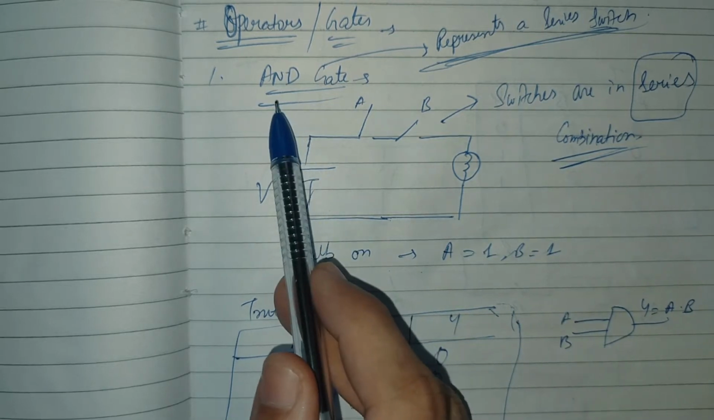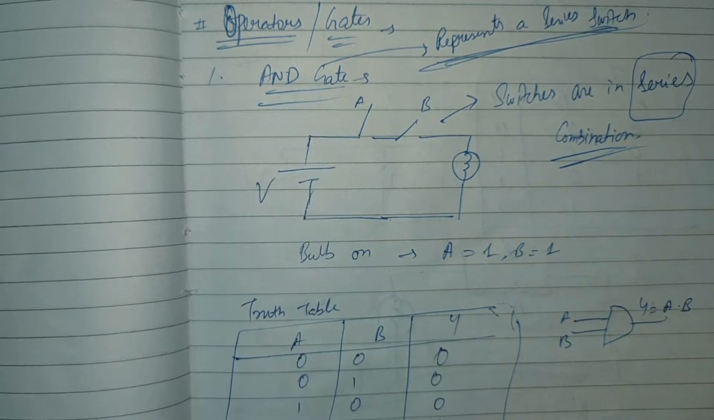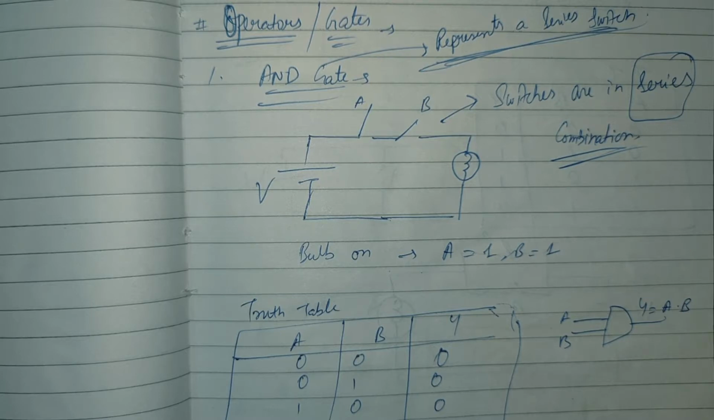So the first gate is the AND gate. The AND gate represents a series switch. So switches are in series combination. You will understand this very clearly after understanding this truth table.